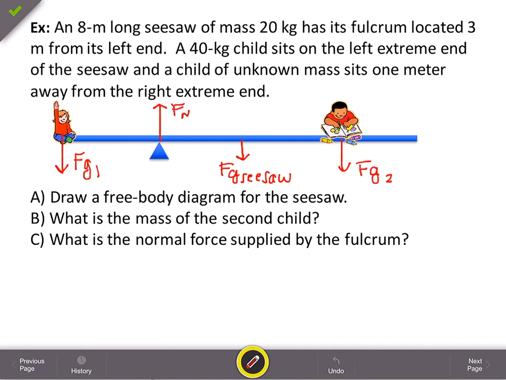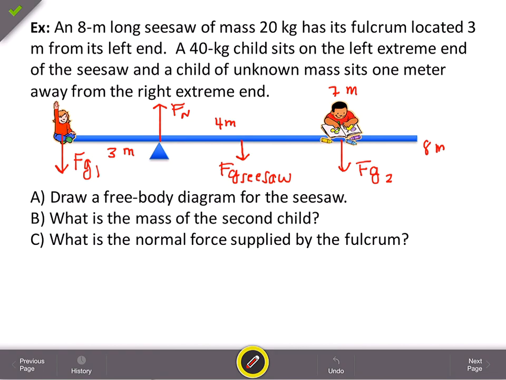So I'm going to label these distances. This would be 3 meters. The weight of the seesaw is halfway, so that's going to be at 4 meters. And then this other person is here at 7 meters, and the whole thing is 8 meters. And we want to find in part B the mass of the second child.